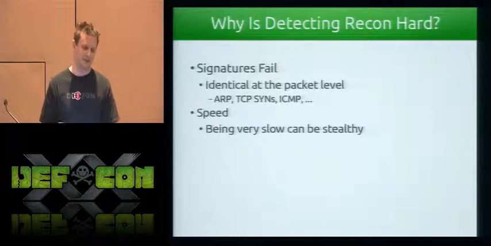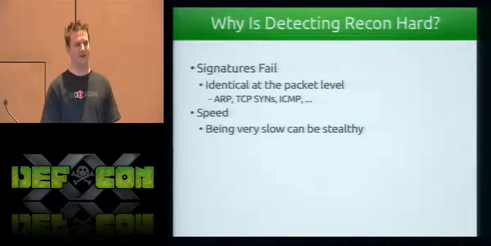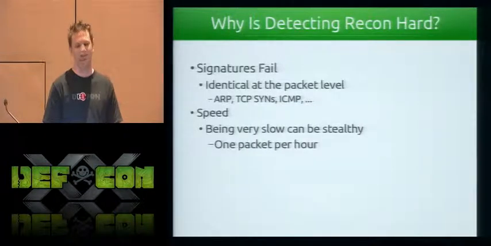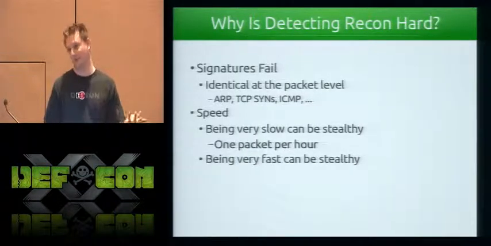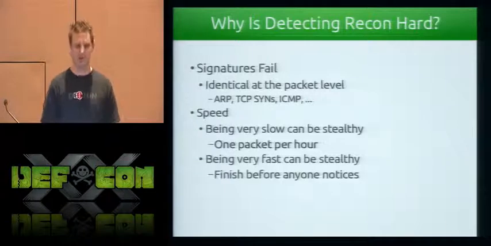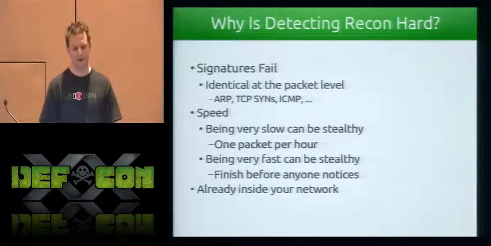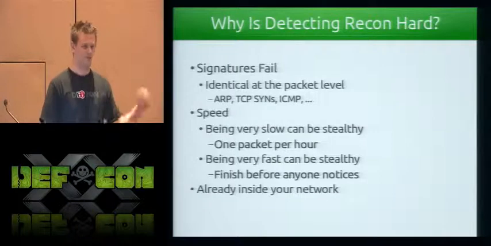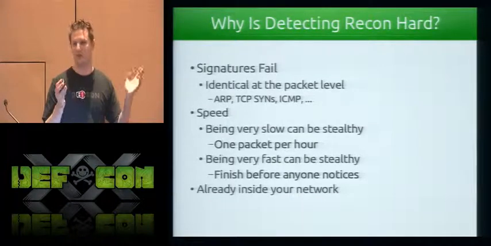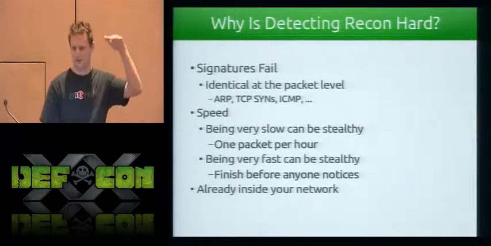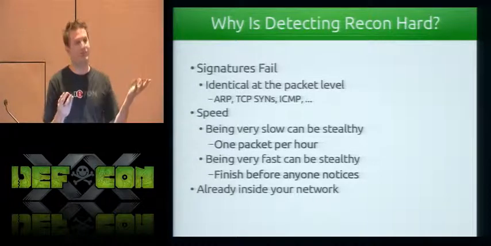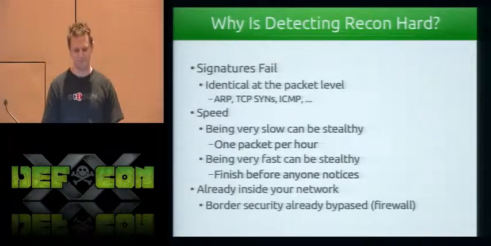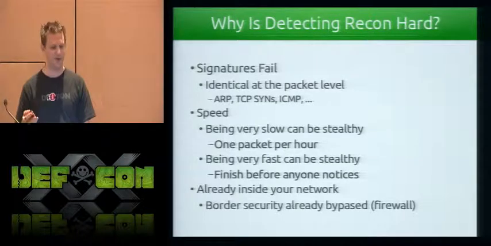Some other reasons that it's hard is that speed is an issue. You can be really, really slow, and that can be stealthy. You can send a packet a day or something like that. Or you can be really, really fast and call that stealthy and just finish before anybody notices. There's not really any rhyme or reason. There's not any speed that reconnaissance has to be at. And also because the guy is already inside of your network, your border security is kind of completely pointless. Even if you did have some awesome signatures at the firewall at the top of your network, it just wouldn't be any good because it's not going through that machine. So your border security is already bypassed.